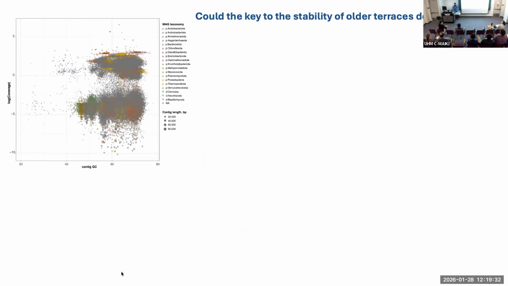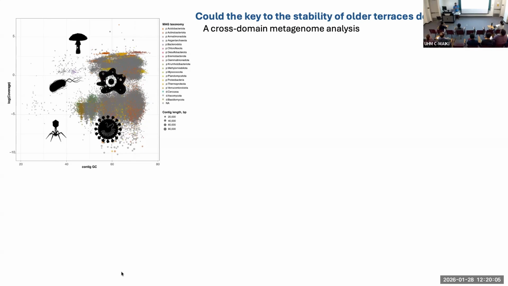Well, we know from previous studies that in all aging systems, fungi are super important. Here's a metagenomic analysis. So we decided to go on that route and ask the question: could the key to the stability of all these terraces depend on fungi? Again, we have these contigs, and it took quite some time, but we established in the laboratory a cross-domain metagenome analysis pipeline so that we could retrieve information from these massive metagenomes from fungi, phages, all kinds of viruses, and also protists.